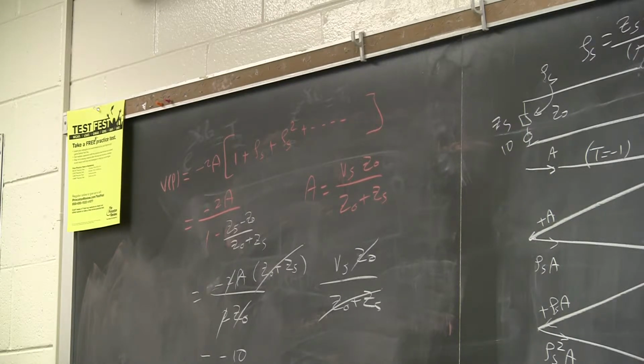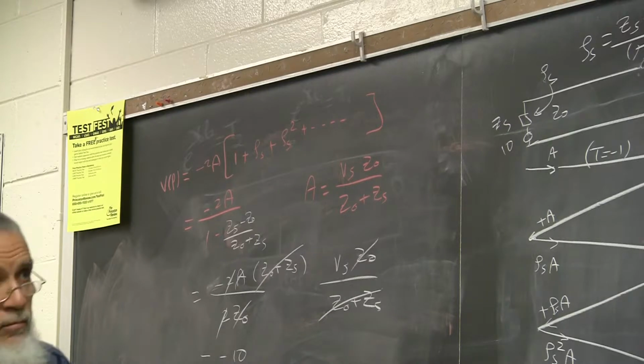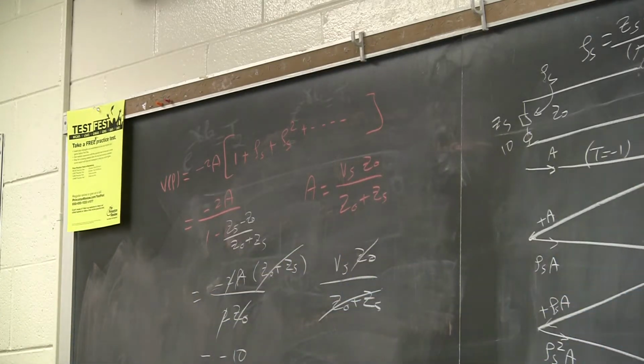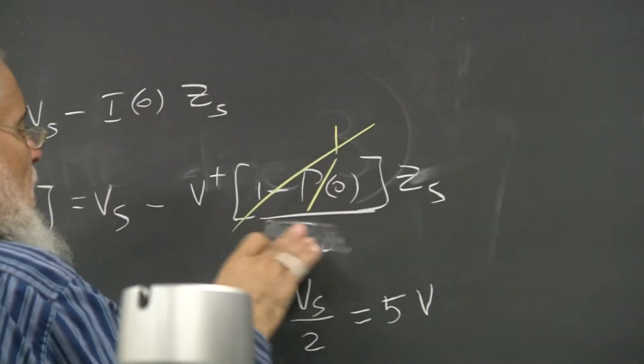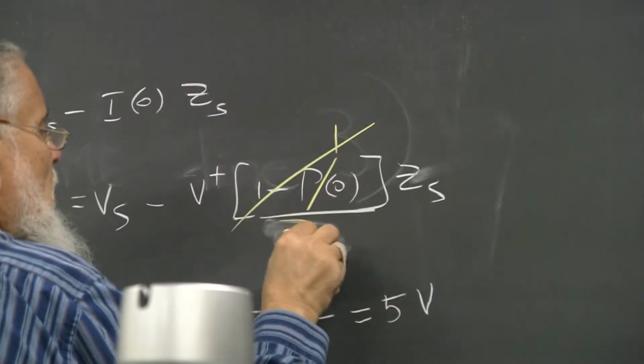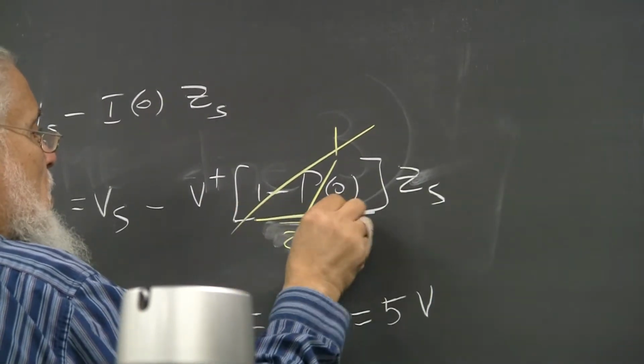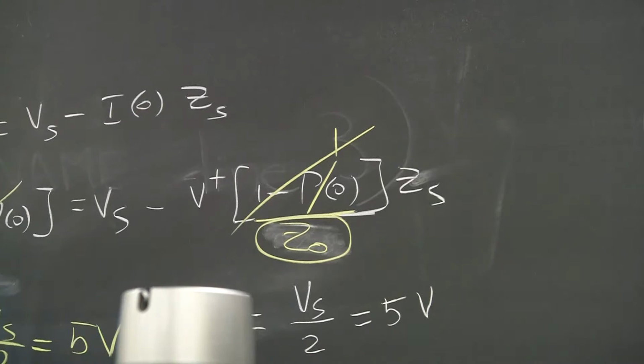One question on that one. What did you get for I0? I'm missing a divided by Z naught. You are right. Let me write that in color. All right? Correction: divided by Z naught.